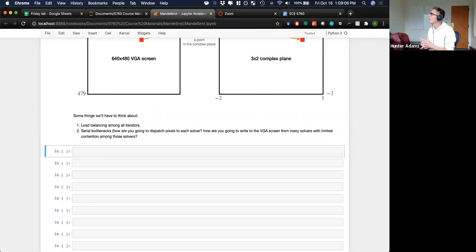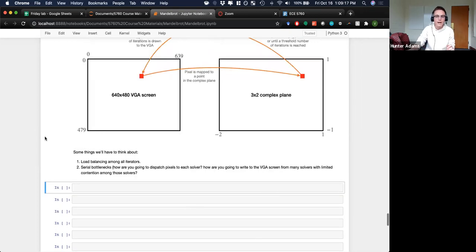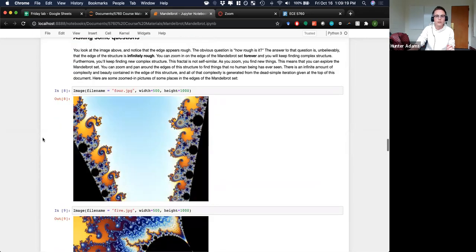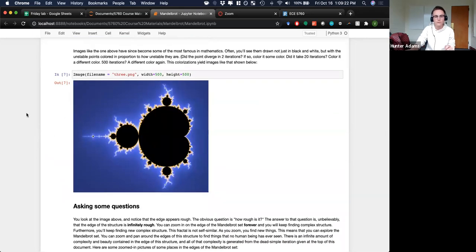Anything else we'll have to think about? I don't think so. The challenge here is speed, right? The challenge of this lab is just how fast can you compute and draw this on the VGA screen for a threshold number of iterations of 1,000. And part of your performance grade will depend on how fast you can do this. You'll probably be able to get it done in, what do you think, Bruce? Like 60 milliseconds or so?